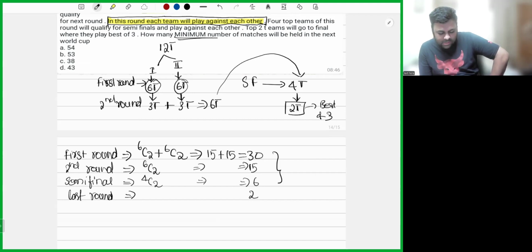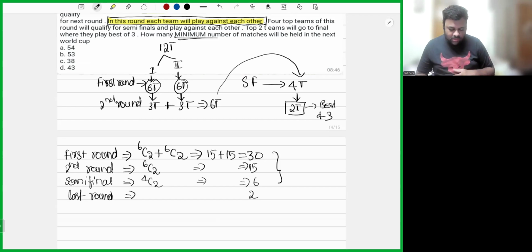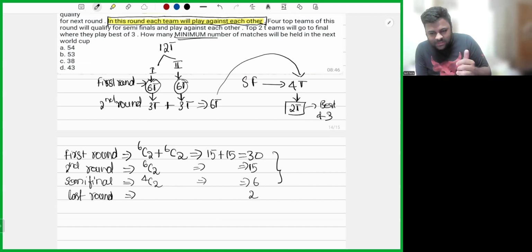So first what happens? In first round, group 1 will play separate, group 2 will play separate. So 6C2 and 6C2. When they come to second round, everyone will mix now. 3 teams plus 3 teams, 6 teams. 6 teams will play together. 4 teams will go to semi-final. Now these 4 teams will play together, 4C2. Okay. From these, 2 teams will play together. Now 2 teams will have 3 matches among themselves.